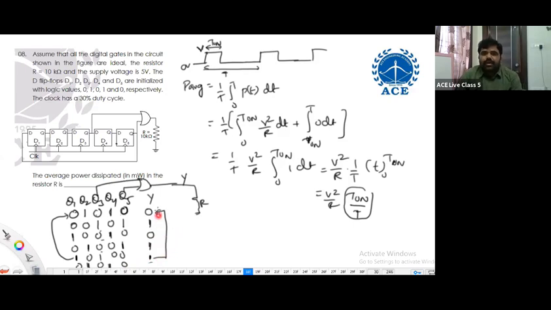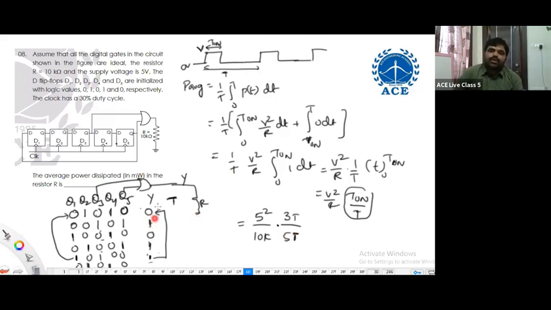Are you there? So each state is one clock cycle. What will be the on time? 3 clock cycles. What is the off time? 2 clock cycles. If I calculate the average power, V square is how much? 5 volts is given. 5 square divided by R is how much? 10K. What is the T on? 3 clock cycles. What is the total cycle duration? 5 clock cycles. Check it correctly. It is a 60% duty cycle.